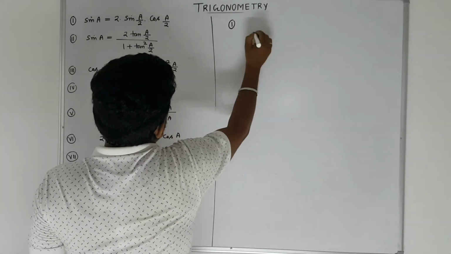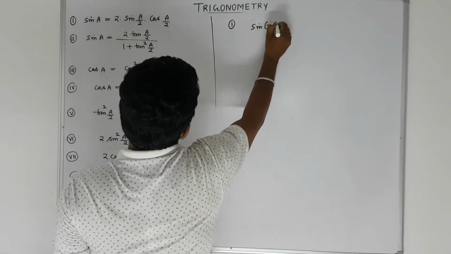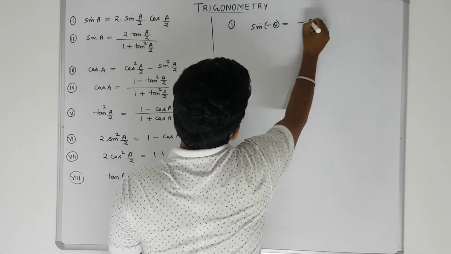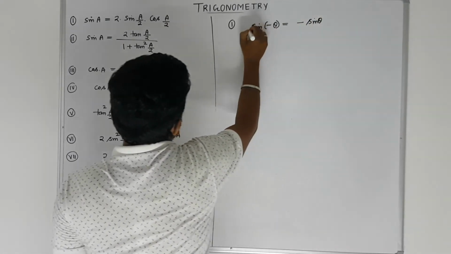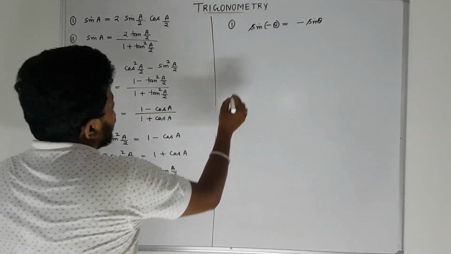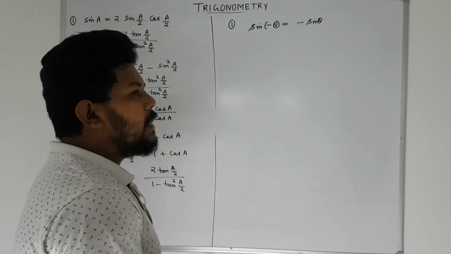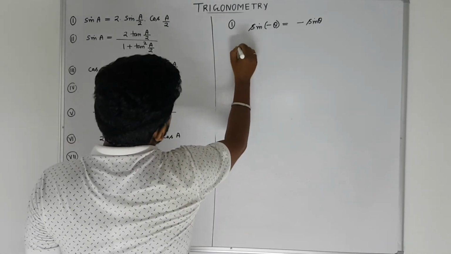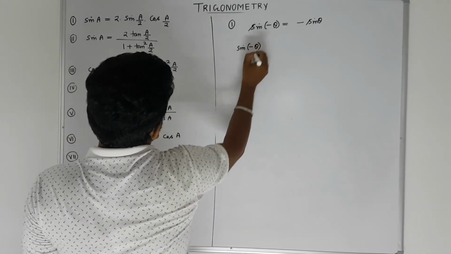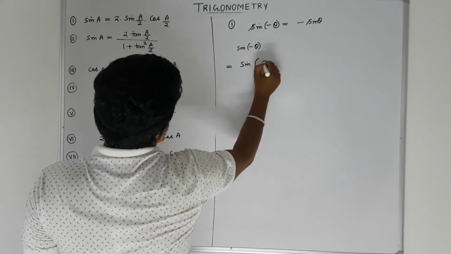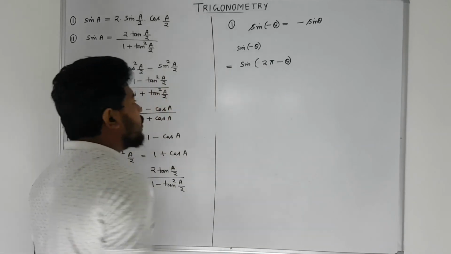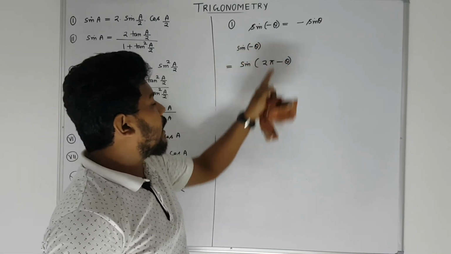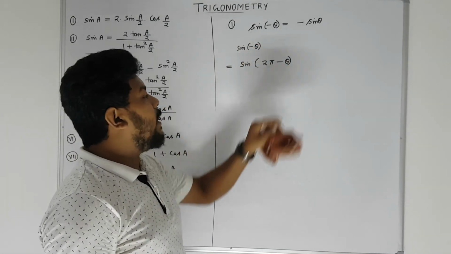Number 1, what is sine of minus theta? Sine of minus theta is equal to minus sine theta. Hope you can understand this. How? We know sine theta repeats itself after every twice pi radian. So, I can write sine of minus theta is equal to sine of twice pi minus theta. We know sine theta is periodic with the period twice pi. So sine of minus theta can also be expressed as sine of twice pi minus theta.